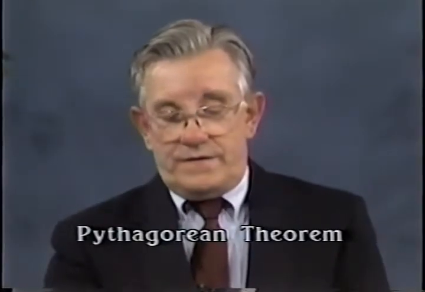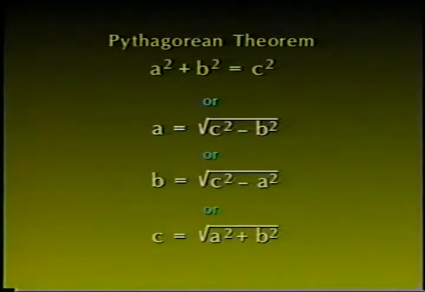The Pythagorean theorem, applied only to right triangles, states that the square of the hypotenuse of any right triangle is equal to the sum of the squares of the opposite side and adjacent side. As shown on the screen, the equation form for this theorem is side A squared plus side B squared equals side C squared.